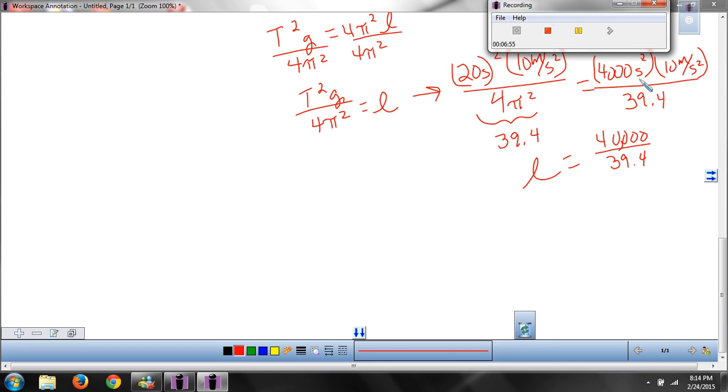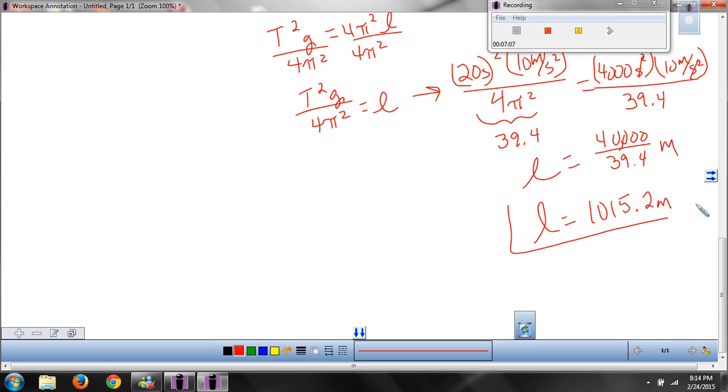Okay, now I want you to notice that these seconds squared will cancel with that, and I'll have meters here. So this is a ridiculously long pendulum. I got 1,015.2 meters long. But I gave you a ridiculously long period. I just wanted to keep the numbers nice and big and able for you to see what I'm doing with them. So is that realistic? No. A more realistic period might be 1 or 2 seconds. But it doesn't matter. You now know how to manipulate that equation to find out what the length is.